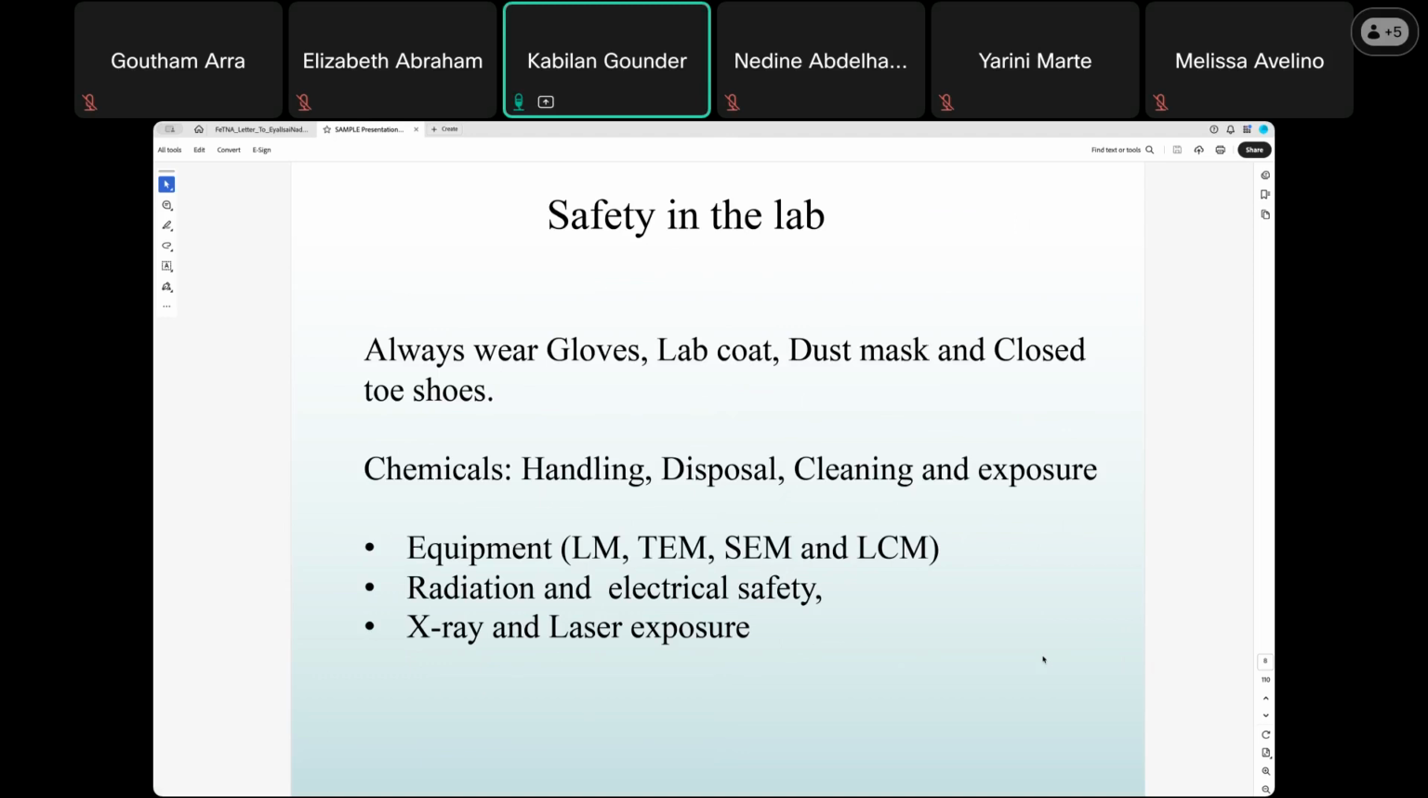Also, always use closed-toe shoes when you enter the lab. It is for the safety of your toes. If something falls, or when you are working with chemicals, acids or other things and there is a spill, your skin will be immediately affected if it is exposed. So always make sure that the standard protocol is followed.